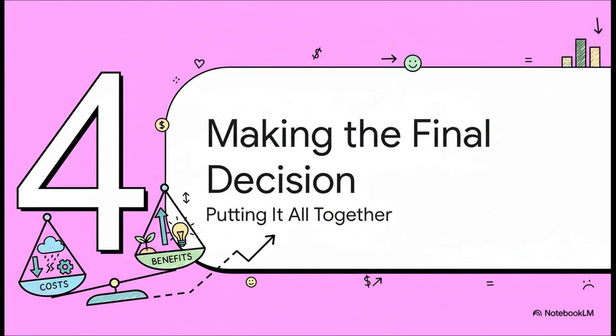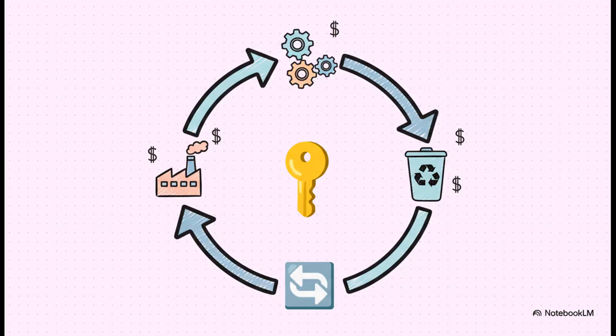All right, it's the home stretch. We've lined up the costs, we've lined up the benefits. Now it's time for making the final decision. Let's put it all together. To really do this right, you can't just look at the upfront cost. That's why analysts use models like lifecycle costing, or LCC, and total cost of ownership, or TCO. Both are designed to give you the full financial picture over the project's entire life. It's about thinking long-term, from creation all the way to disposal.